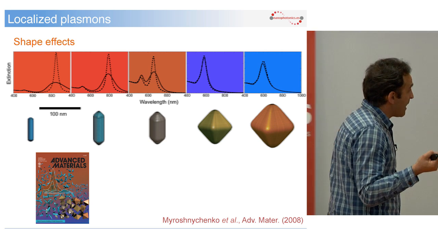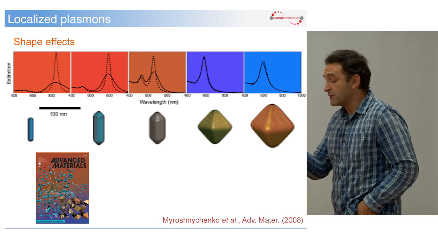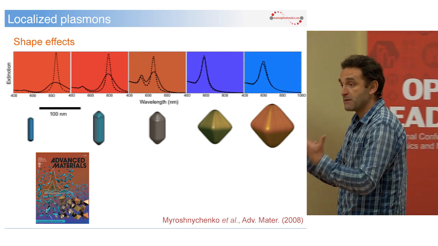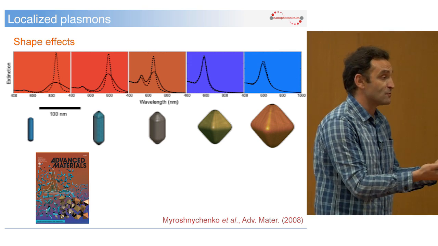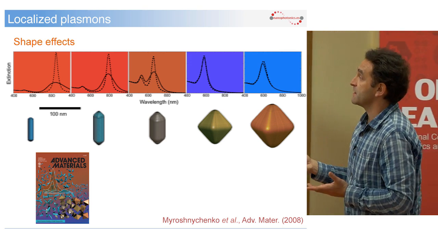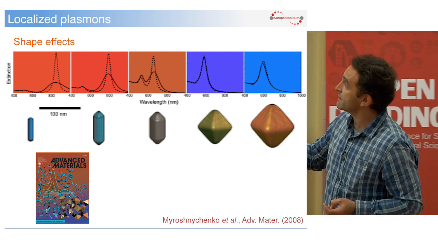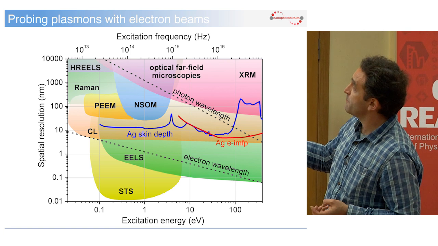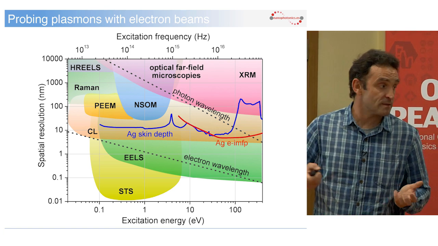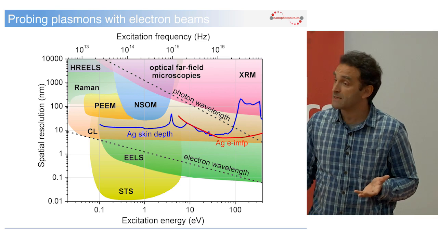I've been showing some maps of the plasmons, and then we would like to visualize them. What can we do to visualize the plasmons? Because these features that I show here, you see the size of the particles here is 12 nanometers. This is much less than the light wavelength, which is 500 nanometers. So with an optical microscope, you cannot visualize this sort of plasmons.